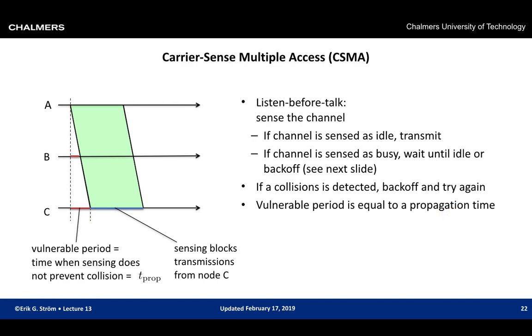So what do we mean by a vulnerable period? Well, if A is transmitting a frame over the channel, and C wants to transmit a frame, and it listens to the channel here, it's idle, and then C would think that the channel is not busy during this period in time. So C can start to transmit its frame, and then there will be a collision if it starts during this time. After this time, however, when it listens to the channel, it knows that it's busy. So we have a vulnerable period here also, and it's equal to the propagation time. And the propagation time is the maximum propagation time over the channel.